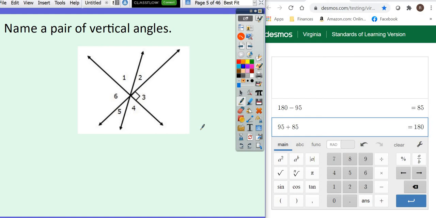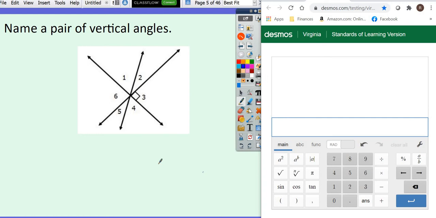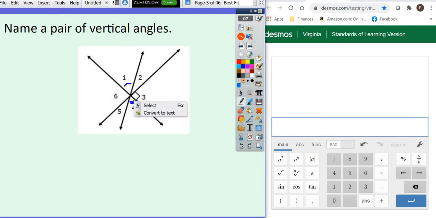All right, it says name a pair of vertical angles. As you know, vertical angles are directly across from one another. So let's look at this carefully, because there are actually three sets of vertical angles here. The first angle set that I see, just because it's right there in front of me, is angle 1 and angle 4. If you notice, they make an X and they only touch at the point there. They are exactly the same. So angle 1 and angle 4 are definitely a pair of vertical angles.